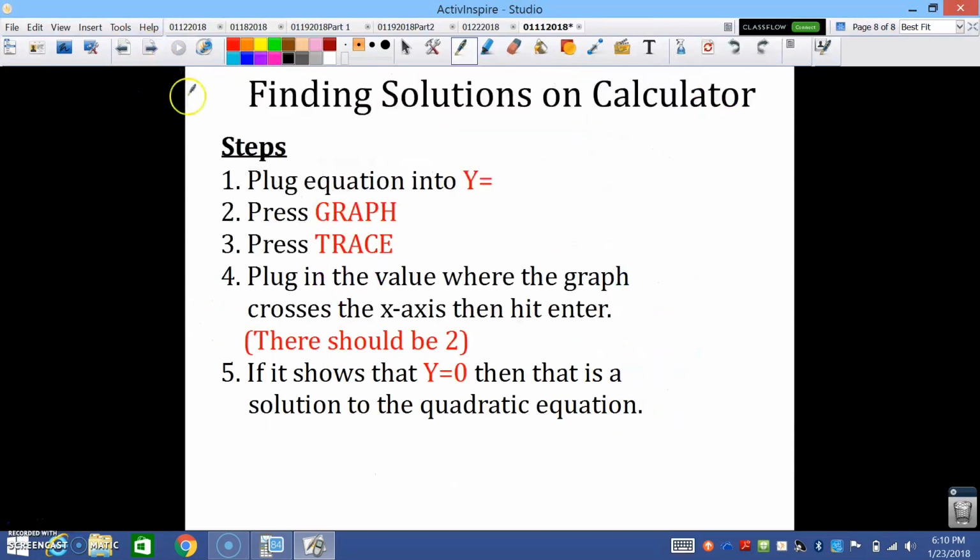Okay, and so again, these are the steps you want to be doing, right? Plug into y equals graph, then trace, and then check where it crosses the x-axis, okay? There should be 2 most of the time, but sometimes you'll have no zeros, and there are occasions where you'll have just 1, okay? And if it shows that y equals 0, then boom, that's what you want. You want your solutions, zeros, x-intercepts, and your roots, okay?